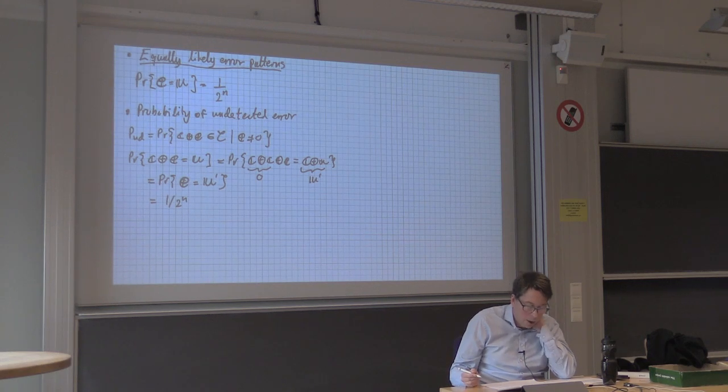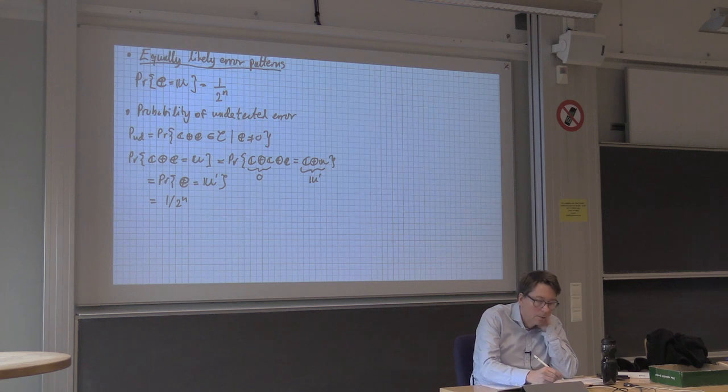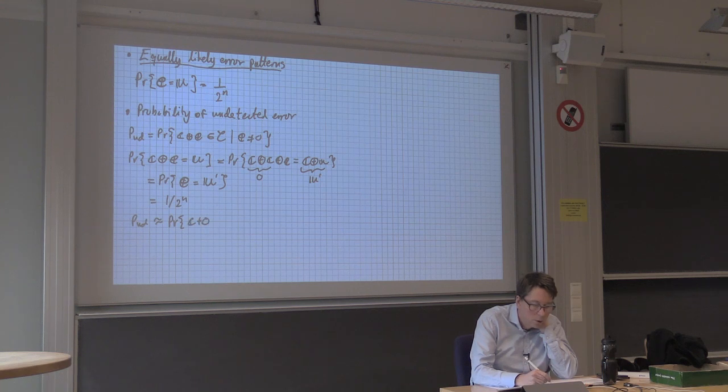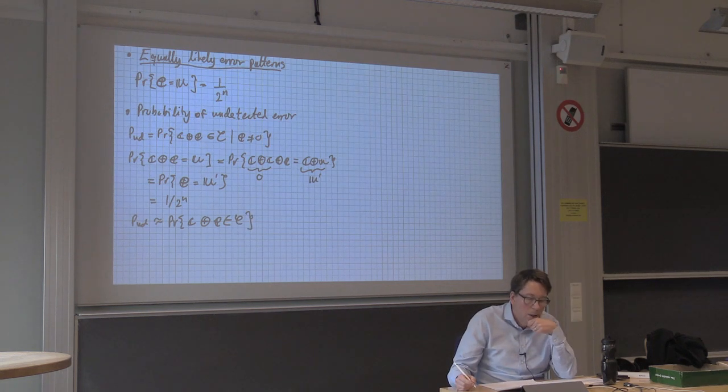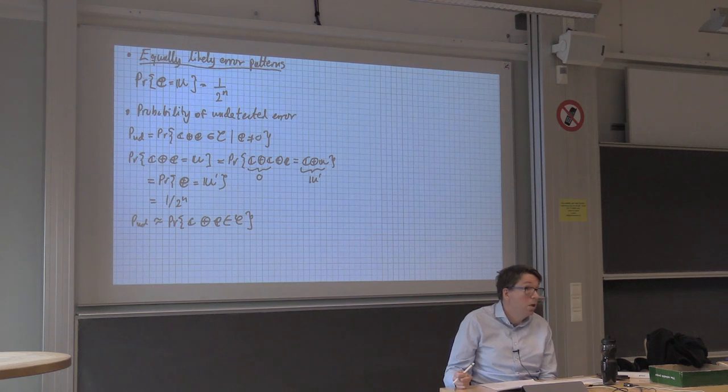So returning to our problem now of undetected error, this is approximately equal to the probability that C plus E is in the code. So here we are now also counting the probability that E is equal to 0. But since that happens with probability 1 over 2 to the power of n, it's negligible in the whole thing.